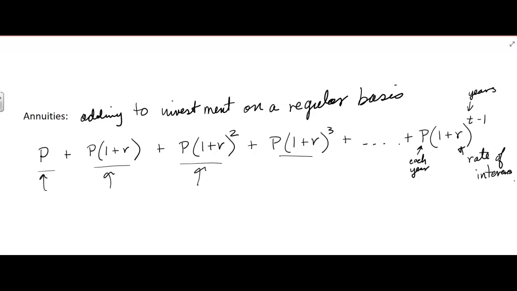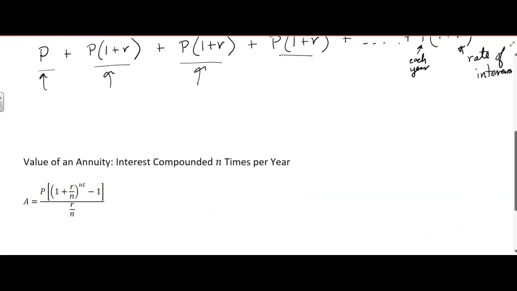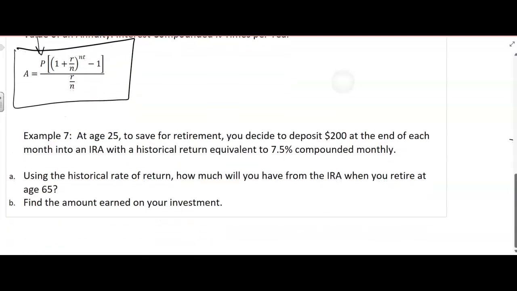Okay? Now, they show you this in more detail in the book. But if you use the other formula, based on compounding not necessarily yearly but monthly, and they put that into our sum formula, they get this gigantic formula right here. So that's the value of an annuity, interest compounded N times per year. Okay, so if you're going to do it monthly, then N is 12. If you're going to do it quarterly, N is 4. The rate of interest is still R. P is still how much you're investing each month, okay? And then T is how many years you're going to be doing this. Okay. So that's the formula we're going to use.